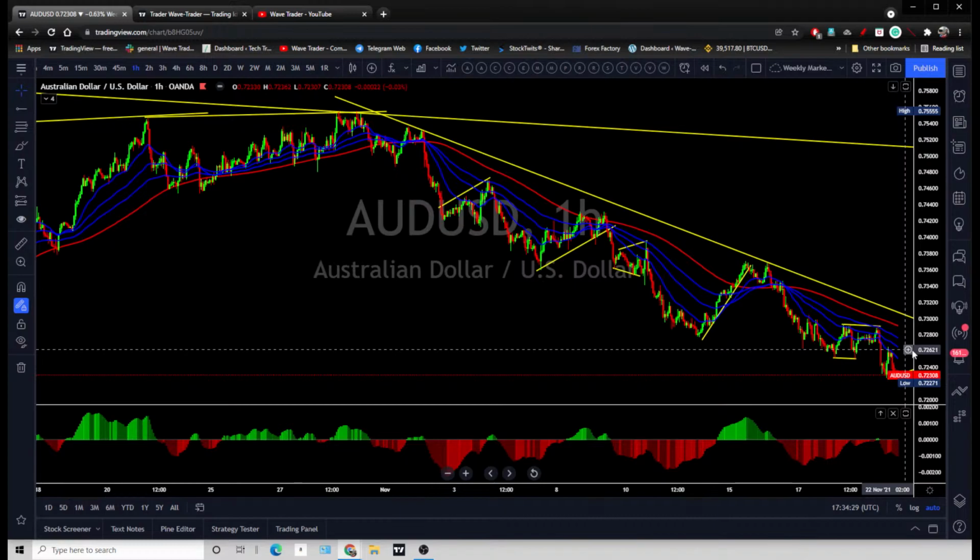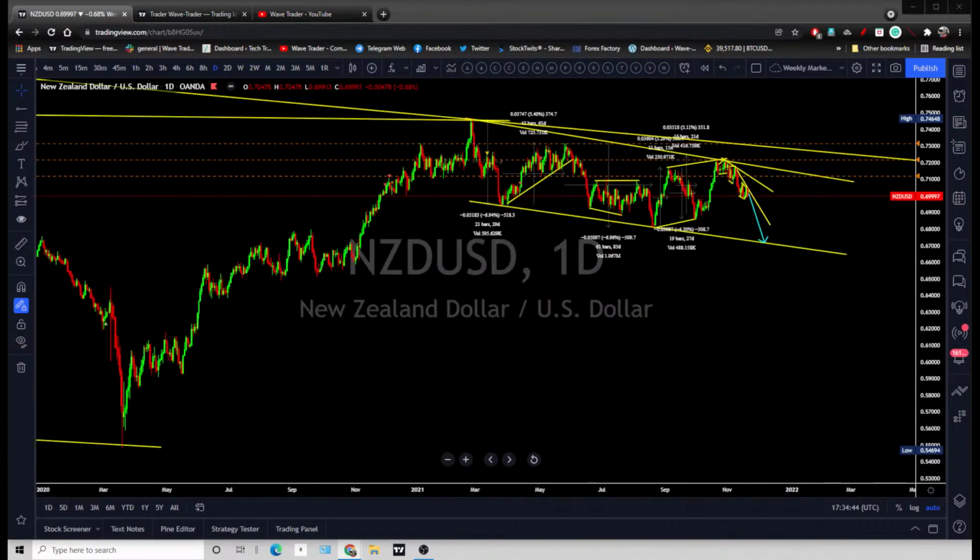Okay, so New Zealand dollar, again same. New Zealand dollar was also a sell opportunity since the last 2 weeks. All right, I'm going to look at the daily chart, and the daily chart was similar to the Australian dollar chart. All right, and the same corrections appeared over there. Okay, that's the daily chart.